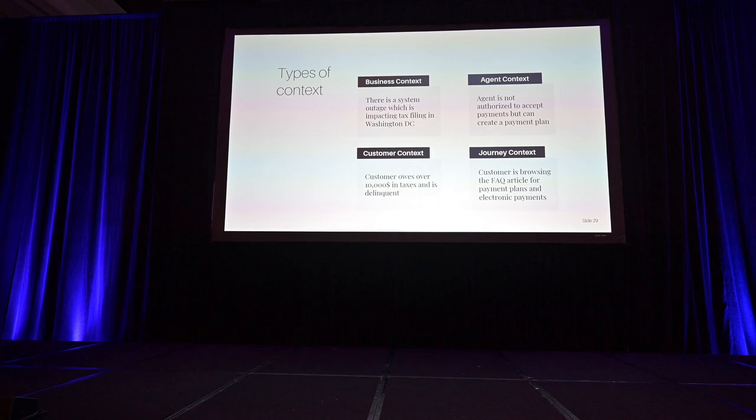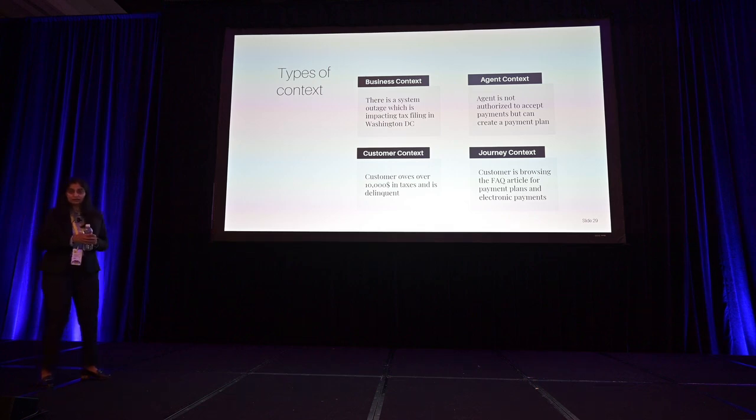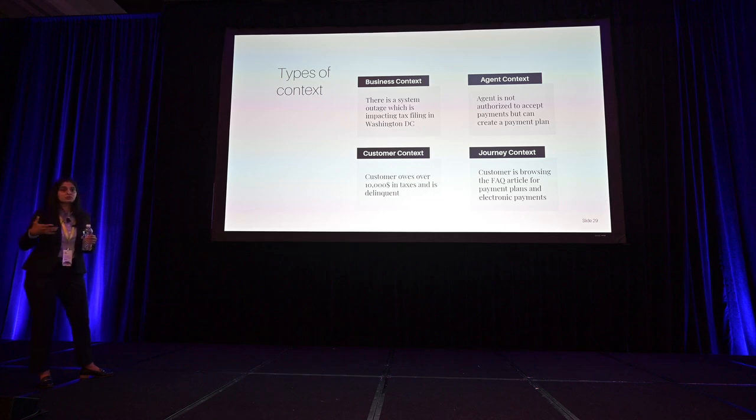So what are the different types of context that you want to consider adding to your prompt to make those responses more consumable for your end users? The first type of context would be business context. For example, there is a system-wide outage which is affecting the tax filing in a certain area. Given that context, the response your AI will generate will be different. So that's one example of business context.